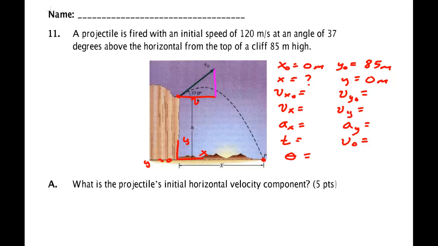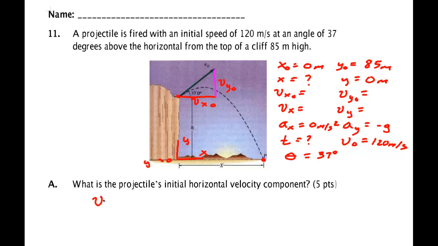Vx naught is this side of the velocity vector. This is going to be Vy naught. I had to find that as well. Vx is going to be whatever Vx naught is. Vy, don't know. Ax is 0 meters per second squared. Ay is minus g. V naught, I'm told, is 120 meters per second. T, I'm not told. And theta is 37 degrees above the horizontal.